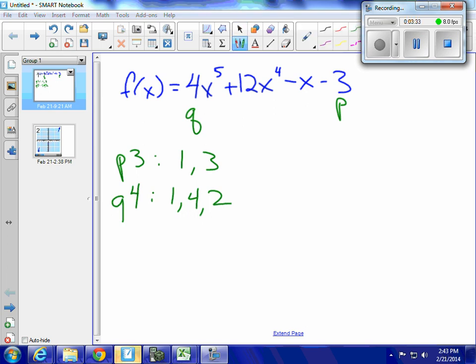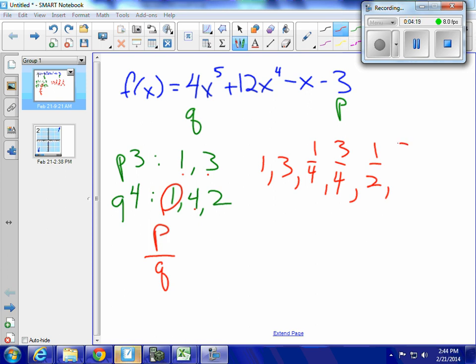So I need every combination that I can think of, factors of P divided by factors of Q. Well, one of my factors of Q is 1, and it's always going to be 1, because 1 is a factor of every number. So if a factor of Q is 1, that means 1 over 1 and 3 over 1 are automatically potential rational zeros. But I have these other factors. I have 1 over 4 and 3 over 4. Those are factors of P over a factor of Q. And I also have 1 over 2 and 3 over 2. Those are also possible rational zeros. And all of these are plus or minus. So I have to be able to identify a list of my rational zeros. You have to be able to know how to do that.